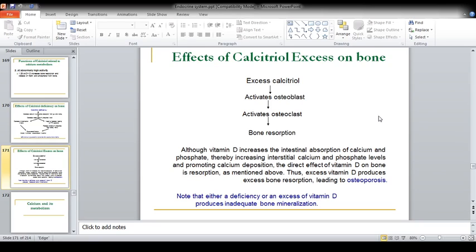So it would cause excess bone resorption, leading to osteoporosis. Bone would break down and porous bones would be left. This is especially common in postmenopausal women where there is no effect of estrogen. Osteoporosis is common in that age group. So note that either a deficiency or excess of vitamin D would produce inadequate bone mineralization, porous bones which are easier to break.